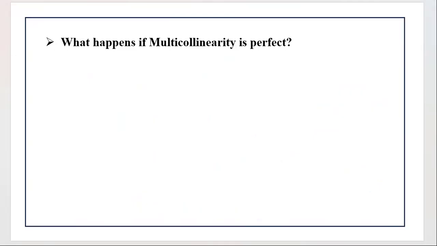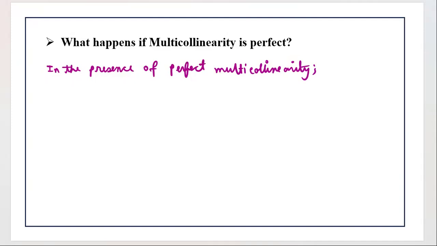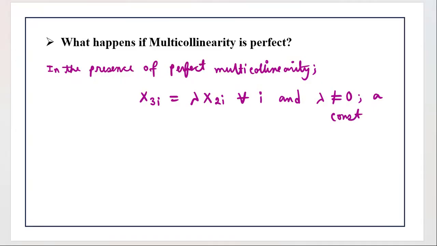So under perfect multicollinearity, what we can say is that our explanatory variables, that is x2i and x3i, will be perfectly linearly related with each other. If you remember from my previous video, what we can write is that x3i will be some lambda times x2i for all i, where this lambda should be strictly not equal to 0 and it's a constant.